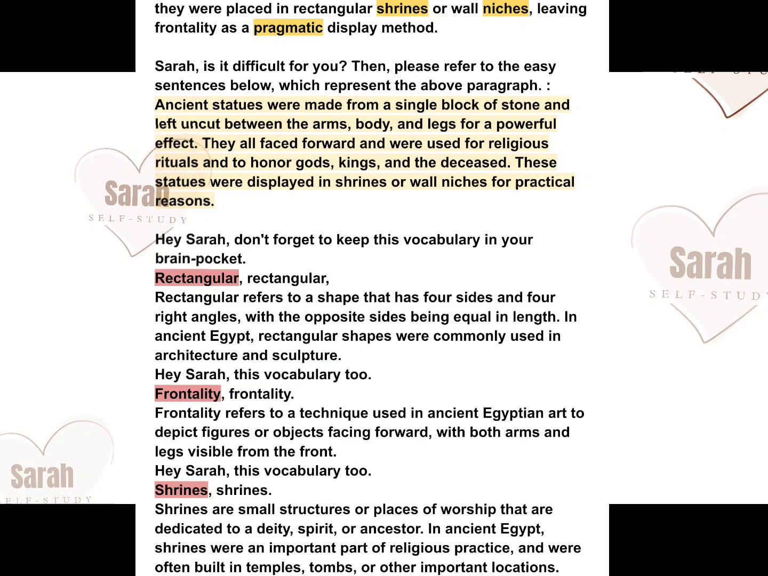Hey Sarah, this vocabulary too. Shrines are small structures or places of worship that are dedicated to a deity, spirit, or ancestor. In ancient Egypt, shrines were an important part of religious practice, and were often built in temples, tombs, or other important locations.